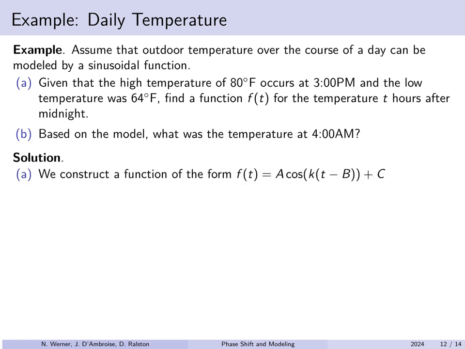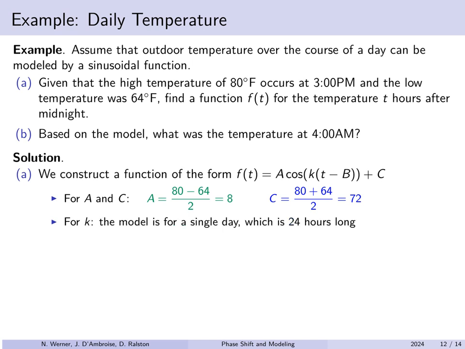Since we are given a time at which there is a maximum temperature, we're going to use a positive cosine. For the amplitude and the midline, we just need to refer to the maximum and minimum values. The difference divided by 2 is the amplitude, that's 8. The average is 72. So we've already determined the amplitude and the midline.